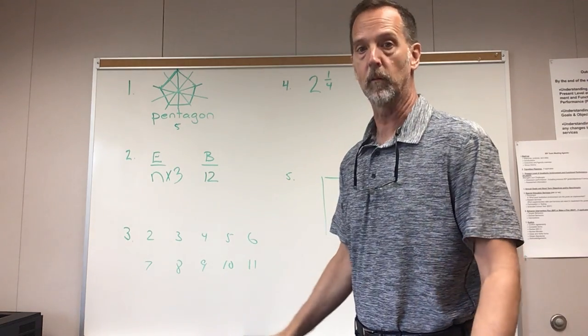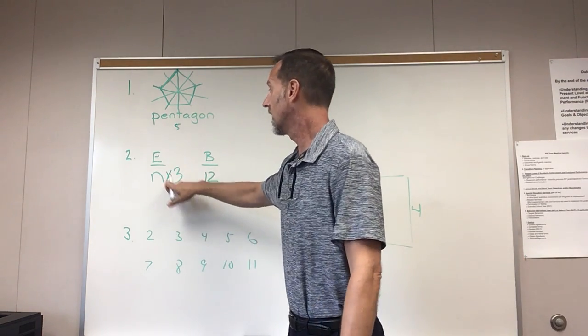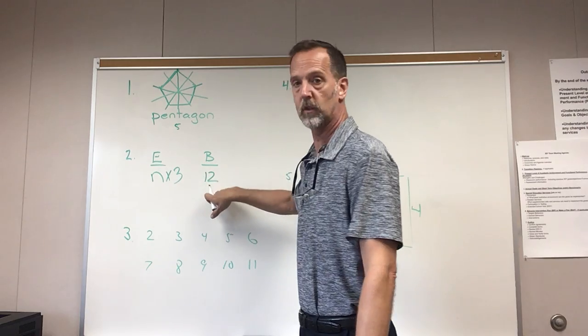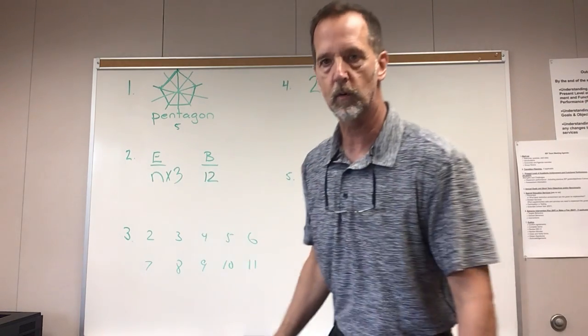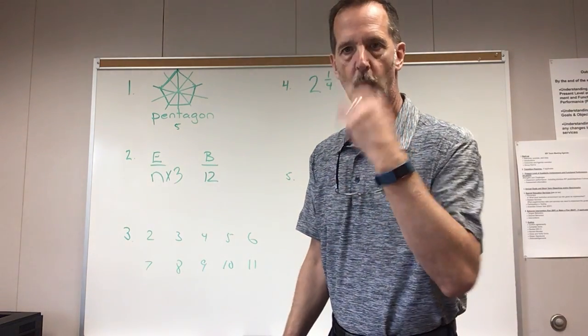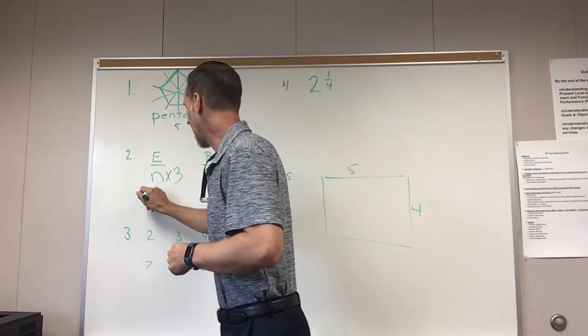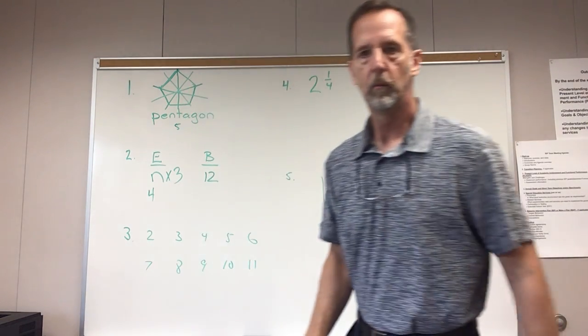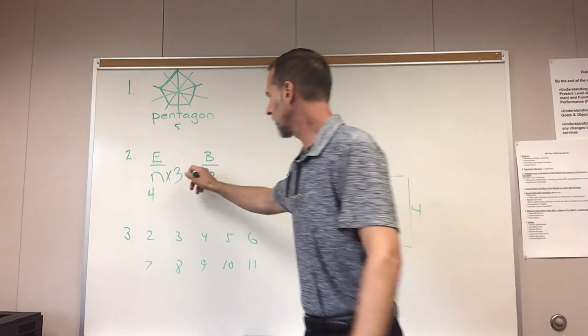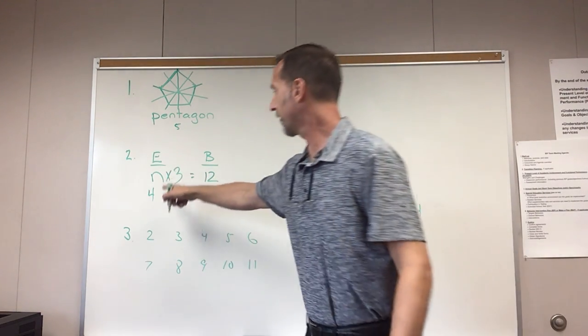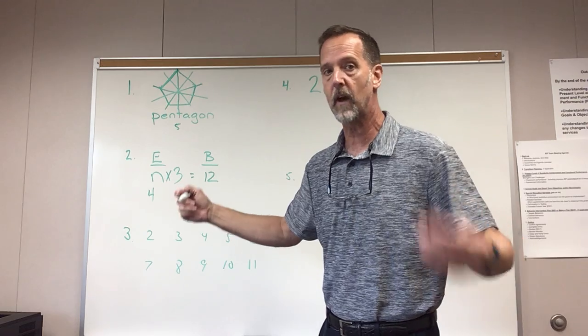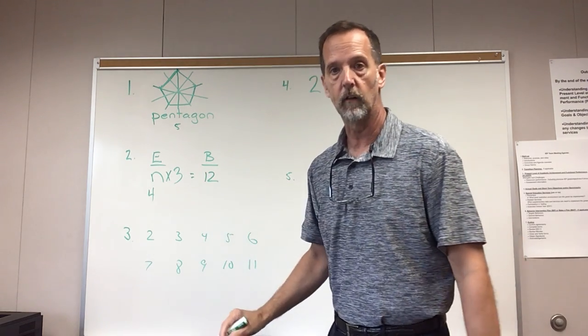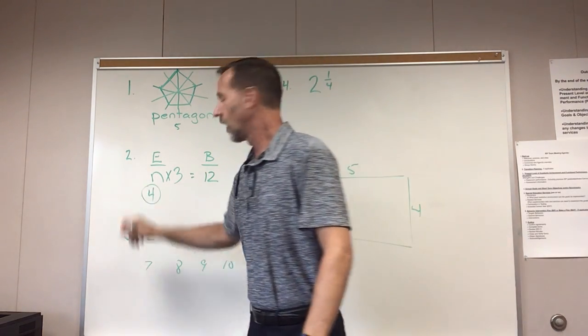Well, that helps because now I can look at this and say, all right, N times 3 equals 12. Well, I know what that is. What times 3 equals 12? 4. Ernie must have 4 books. Ernie must have 4 because if he's got 4 and Bert has 3 times that amount, 3 times 4 is 12. So Ernie would have 4.